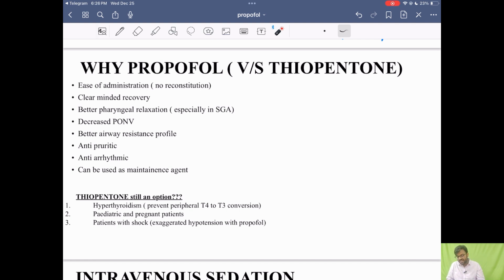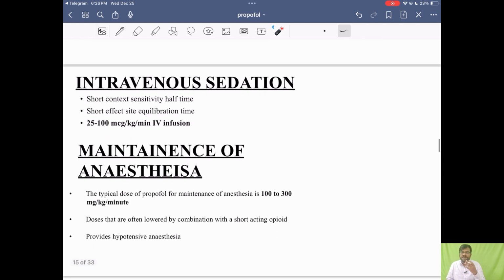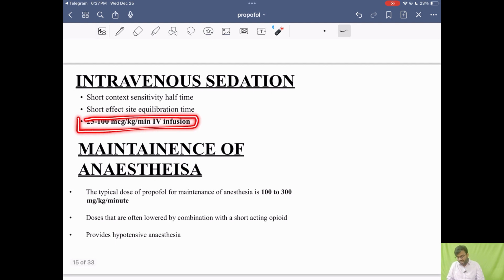Okay, next is intravenous sedation. When we take a class on total intravenous anesthesia, we are going to explain things such as context-sensitive half time and all. For now, just understand that propofol has a short context-sensitive half time and a short effect site equilibration time. For intravenous sedation, the dose you need is approximately 25 to 100 mcg per kg per minute IV infusion. For maintenance you need an even higher dose, approximately 100 to 300 milligram per kg per minute.